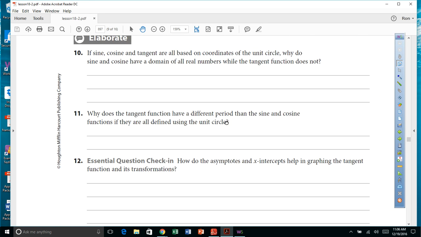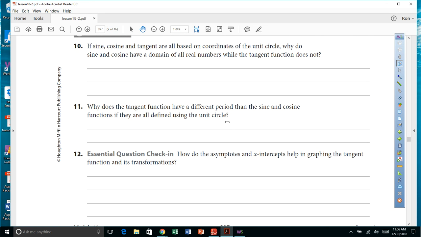Elaborate. If sine, cosine, and tangent are all based on coordinates of the unit circle, why do sine and cosine have a domain of all real numbers while the tangent function does not? Sine and cosine correspond to the coordinates of the unit circle directly, which have value for all angles. Because tangent is a ratio of coordinates, it can become undefined whenever the denominator is 0.